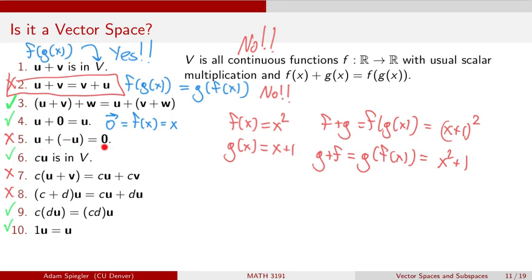And with this in mind, property 5 is saying, is there an additive inverse? What that really means to us now, since we're composing functions, is for any continuous function f of x, does there exist an inverse function? And this is not true for all continuous functions. So for example, the function f of x equals x squared does not have an inverse function. So therefore, this property 5 is not satisfied. And you can check the results of some of these other axioms as well.